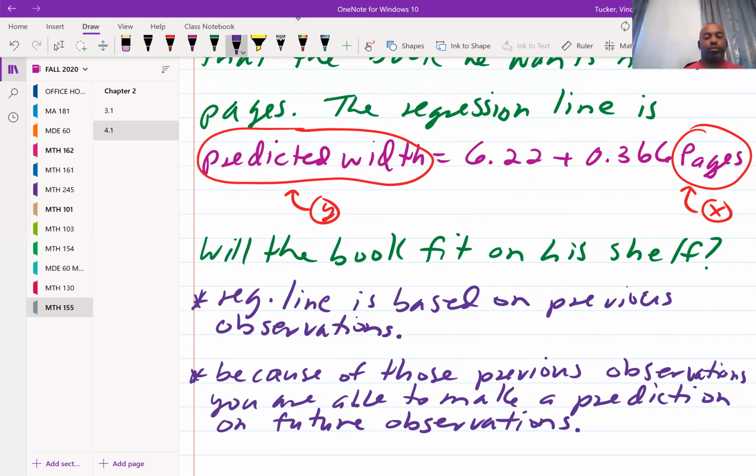All right, so just pretty much what I just said there. Your regression lines are based on previous observations, and because of those previous observations, you are able to make a prediction on future observations.